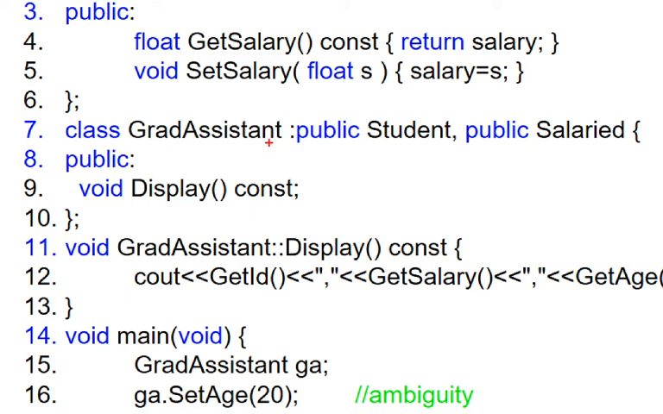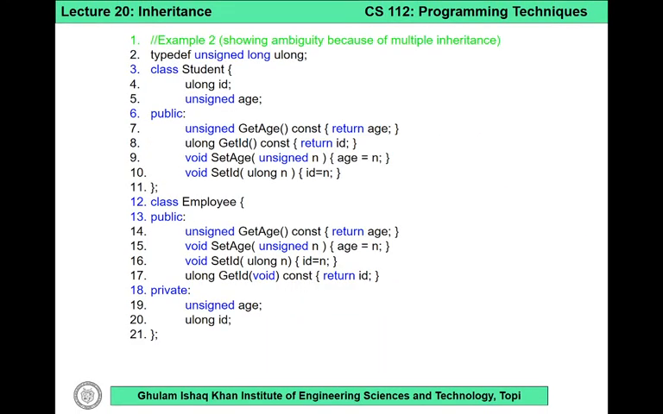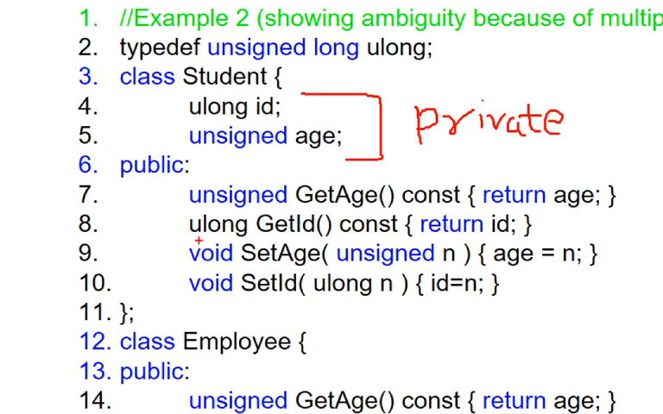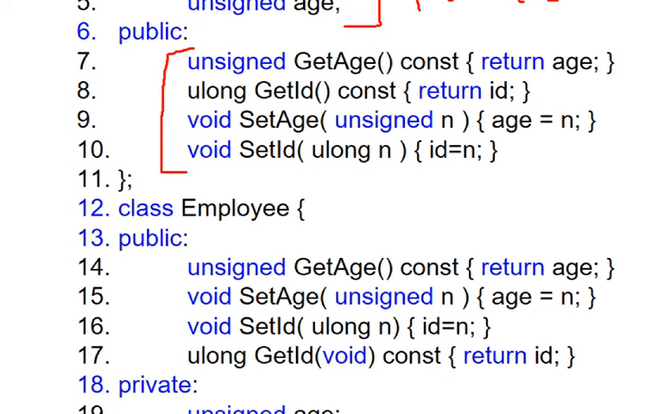here we have a graduate assistant class having two parent classes, and let's see what we are going to have in this graduate assistant class from the base classes student and salaried. So first of all, let's go to the student class, and if we see here these two variables, although they are declared, there is no mention of the access specifier, right? So by default everything is private. So by default these variables are private, so they are not going to be inherited in the child class. But these four functions are public, so they can be received in the child class.